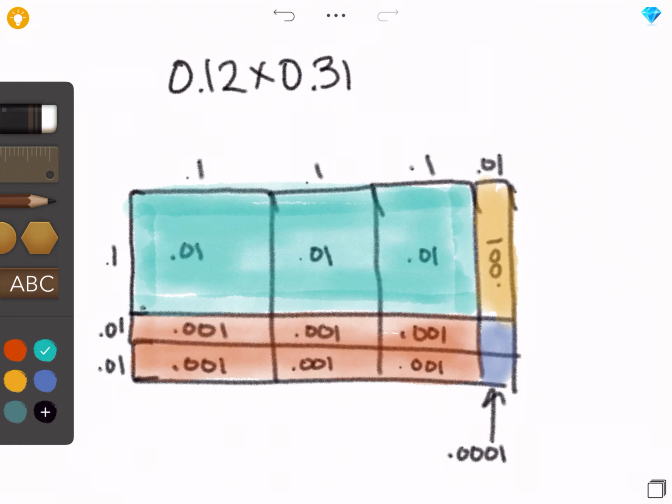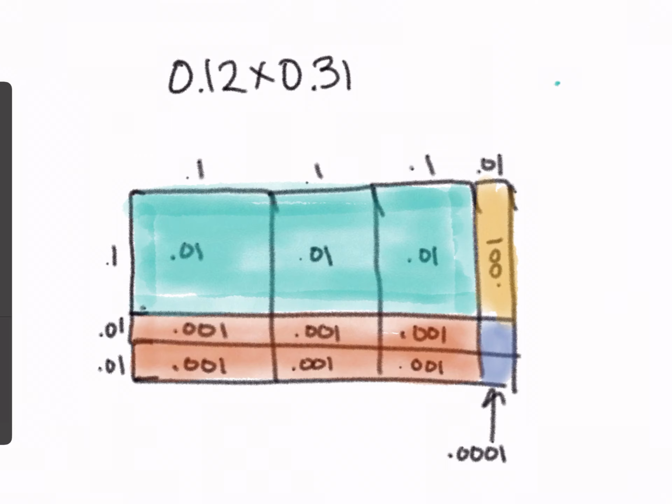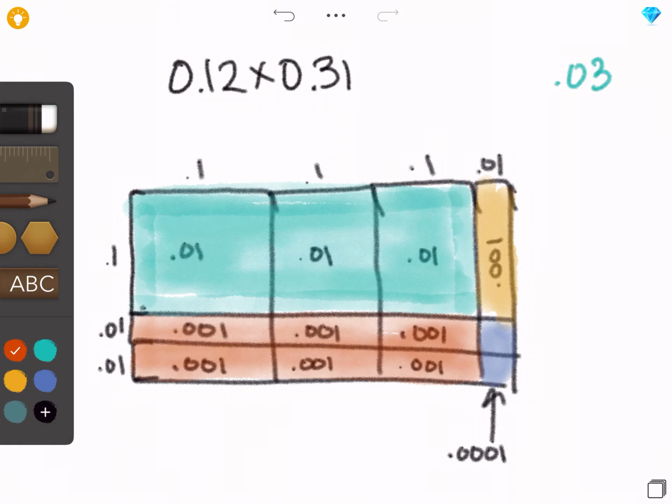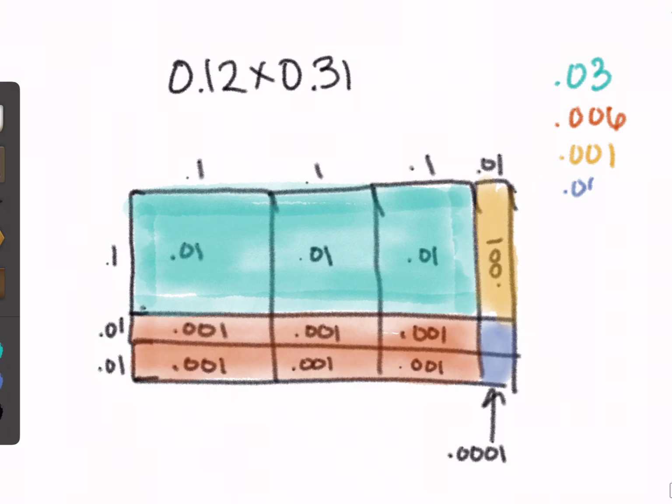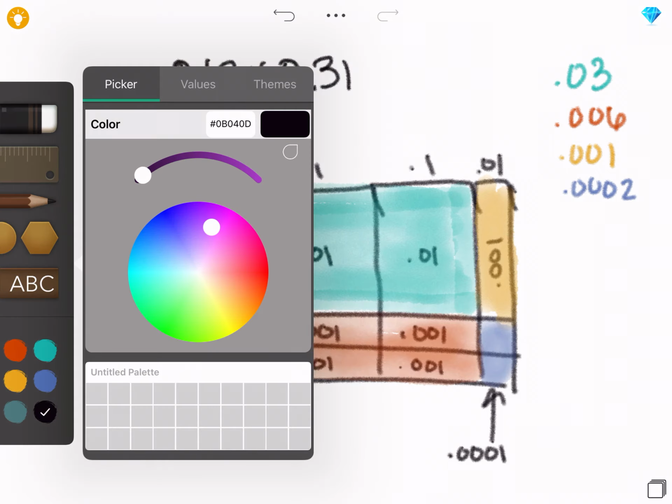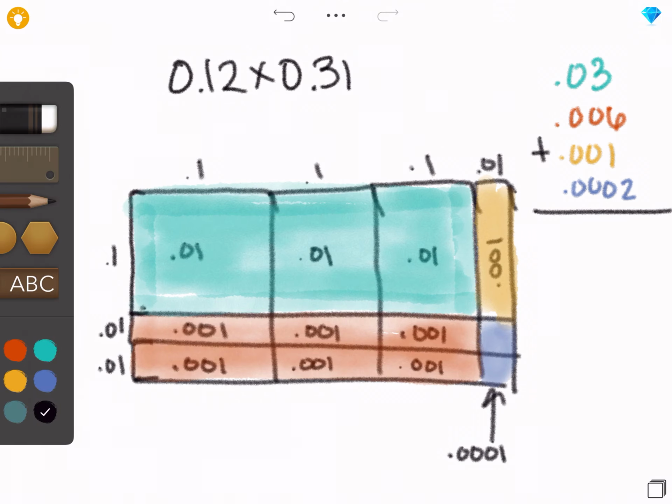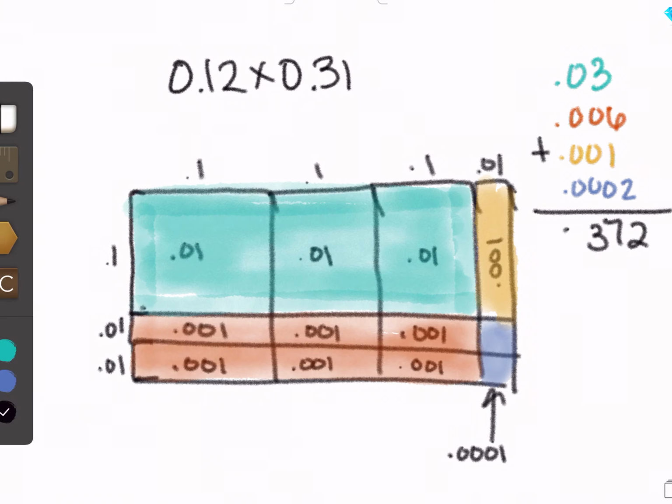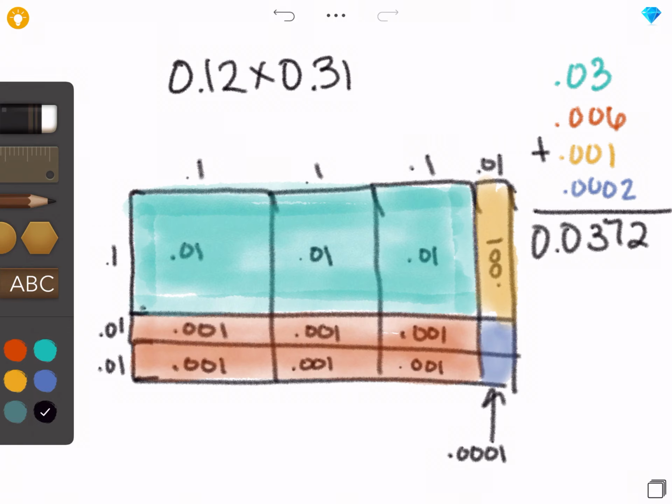So my teal section is going to be 0.01, and I've got 3 of those, so that's 0.03. My red sections are 6 rectangles that are 0.001, or 0.006. My yellow is just a single 0.001. And those blue ones, I have 2 of them at 0.0001, so that's 0.0002. And then I'm just going to add them up. So if I add them up, I have 2, 7, 3, 0, decimal place. And so the answer to 0.12 times 0.31 is going to be 0.0372. And that's our area model.